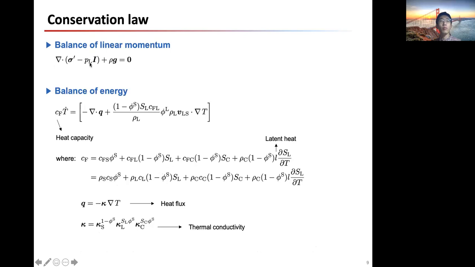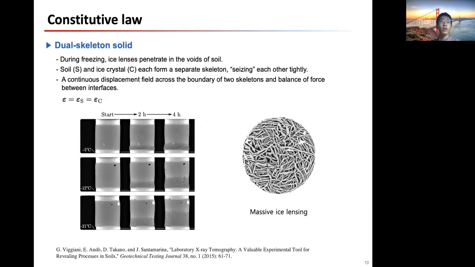Here the pore pressure is only the pressure of the liquid water. We also have the balance of energy, which is quite standard. We have this homogenized heat capacity CF and homogenized thermal conductivity. Having those conservation laws, we look at the constitutive law for the dual skeleton.